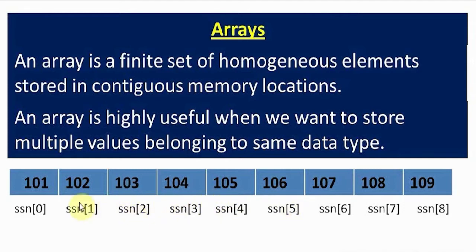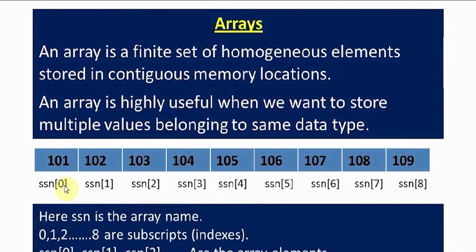Keep one thing in mind. In C language and in many other languages also, the subscripts 0, 1, 2, 3 are called subscripts. The subscript always starts with 0. So again, here SSN is the array name. 0, 1, 2, 8, which we have written within square brackets, are called subscripts. Some people call them indexes. Then SSN[0], SSN[1], SSN[2] are the array elements.